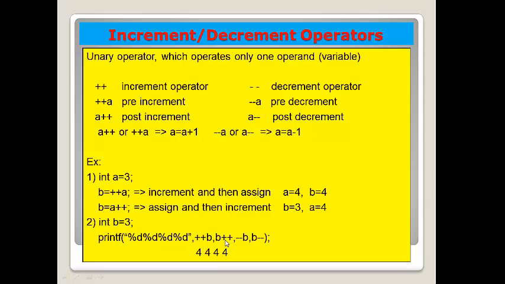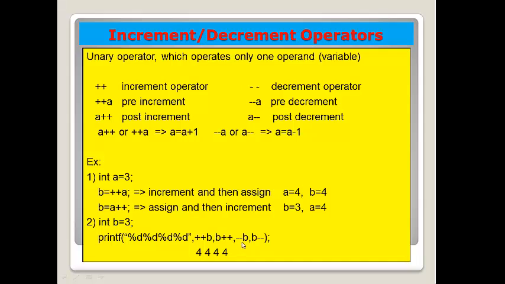In the second case, b plus plus, it is a post increment. First print, then increase. Here the b value is 4, because already b was changed from 3 to 4 by the increment. It displays 4, then increments, because it is post increment. Increment means adding one to b. The old value is 4, add 1 means 5. But it displays only 4, because first print, then increment.